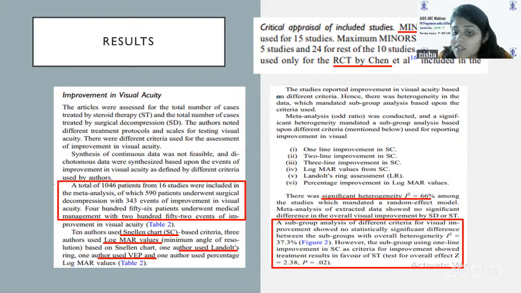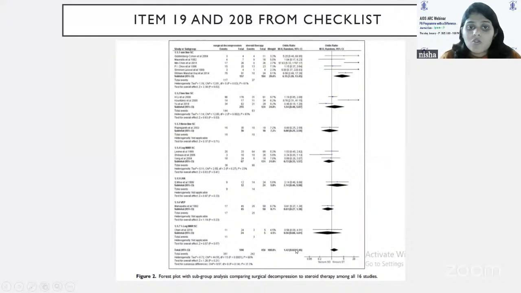What they found was a significant heterogeneity, where I-square is 66%, that is, more than 50%, and that is the reason they had to do the subgroup analysis. They found no statistically significant difference between the subgroups, with overall heterogeneity among these subgroups being 37.3%. However, when they used the subgroup with 1-line improvement in Snellen's chart, they found that the whole protocol favors use of steroid therapy, with a p-value of 0.02, which was statistically significant. So this is the forest plot.